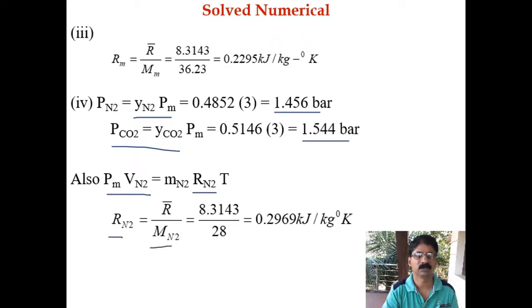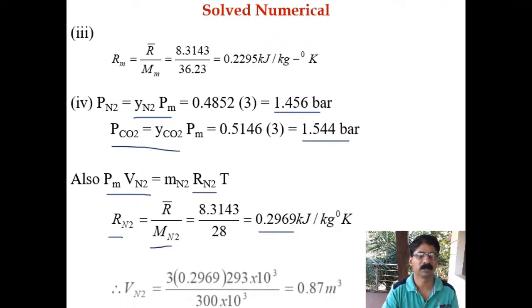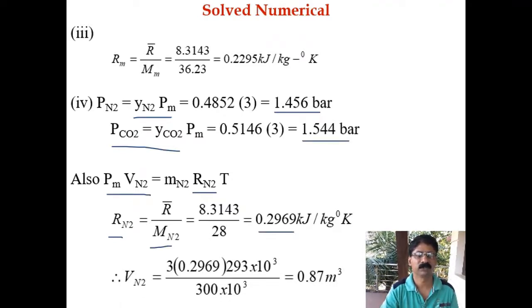For nitrogen, it is R bar by Mn2, so you'll get 0.2969 kilojoules per kg per Kelvin. So from that you can find the volume of N2 by substituting in this equation. So Vn2 is equal to Mn2, that is 3, into Rn2, just now you found 0.2969, and it is in kilojoules, so it is multiplied by 10 to the power 3. T is 293, divided by P, which is 300 into 10 to the power 3.